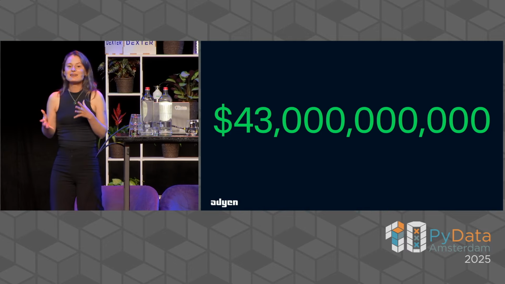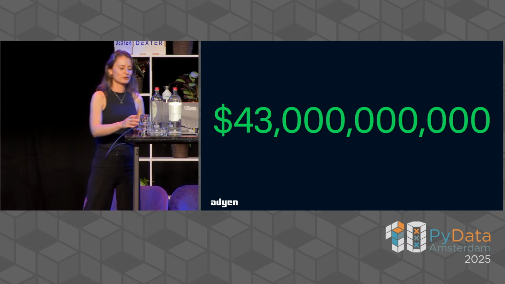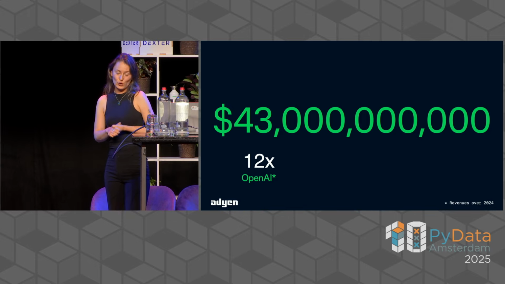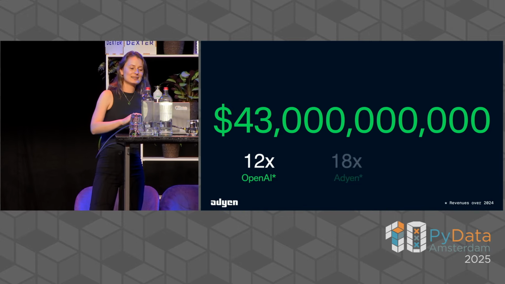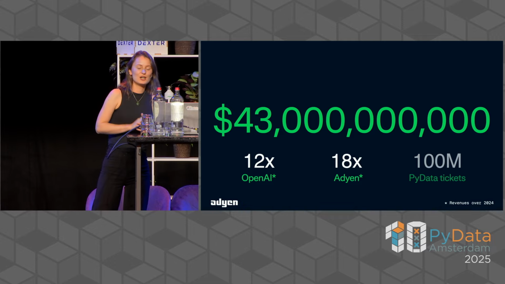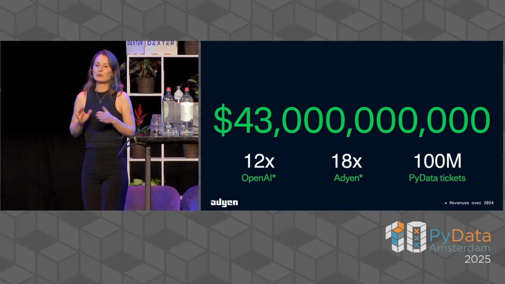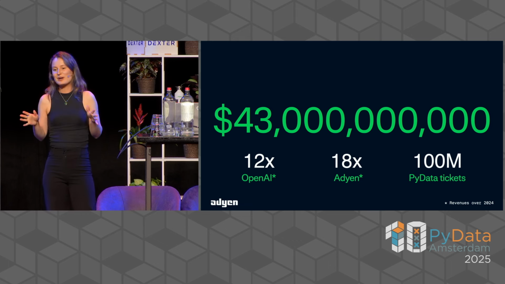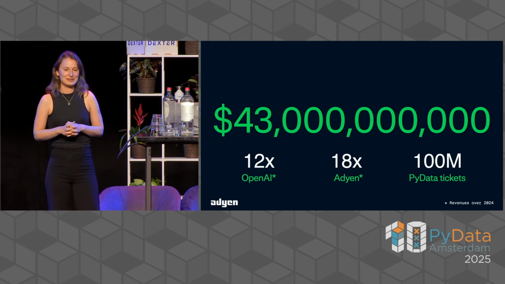But let's compare this a little bit to put this into perspective. So this is 12 times the revenue of OpenAI. It's 18 times the revenue of Adyen. And we could have bought 100 million PyData tickets with this amount of money. So that means that we could have bought tickets for everybody in the Netherlands and everybody in Germany.